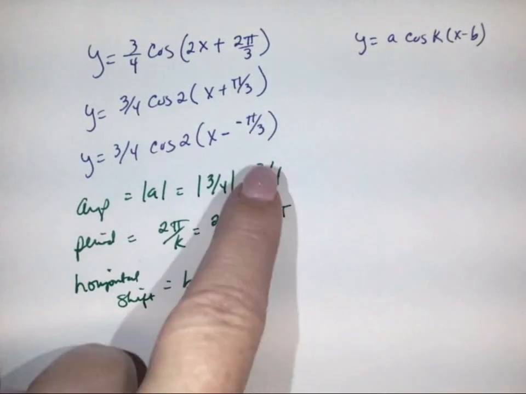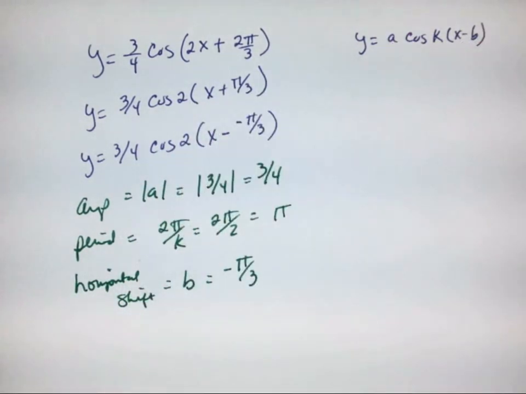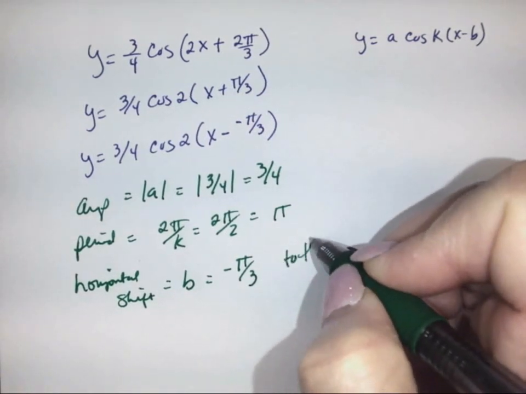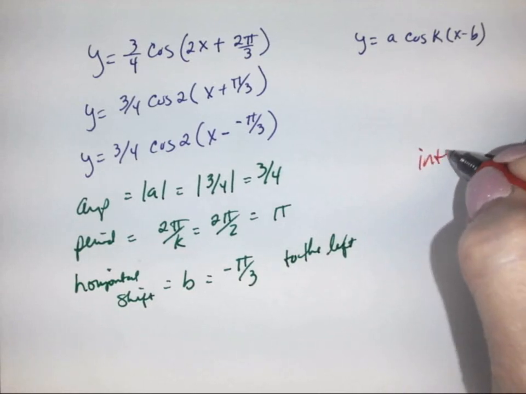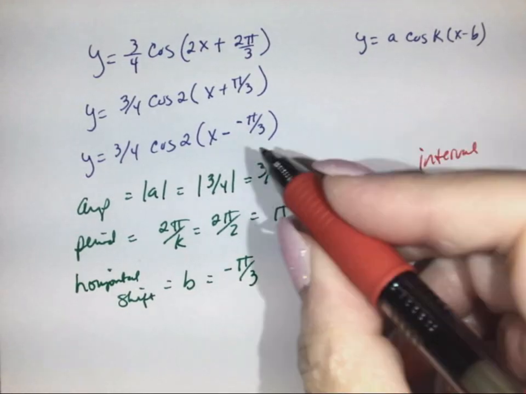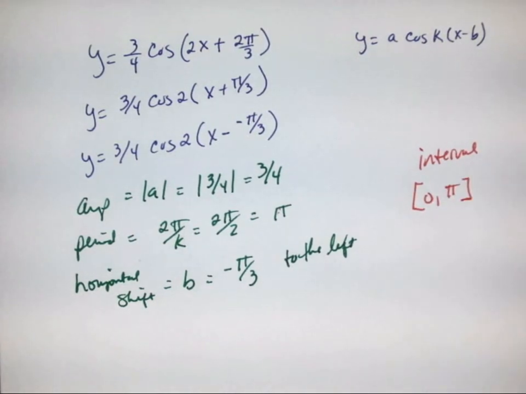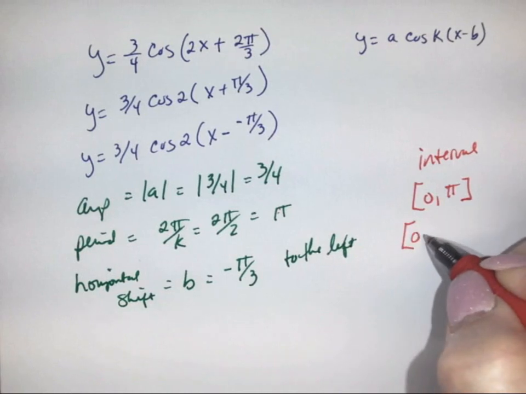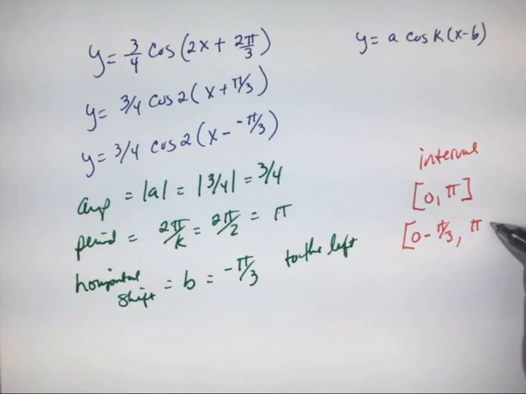Now, if you don't want to write it like this, just know it's going to be the opposite of that sign, because it's on the positive side. So negative pi over 3, and because it's negative, it's going to go to the left. And we need to know what our interval is. So for the interval, we know that it's 0 to pi, because that's our period. And so now we've got to do 0 minus pi over 3 to pi minus pi over 3.